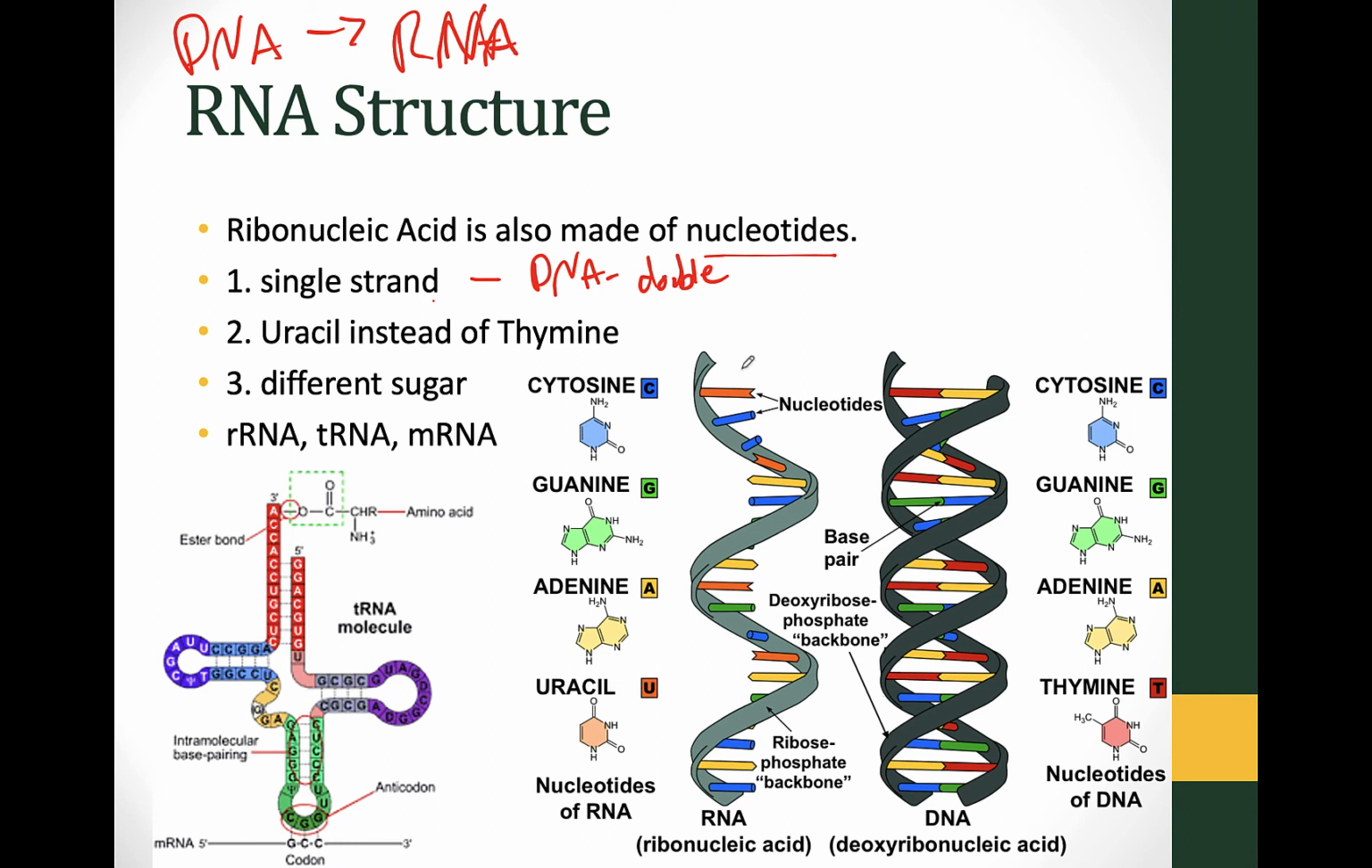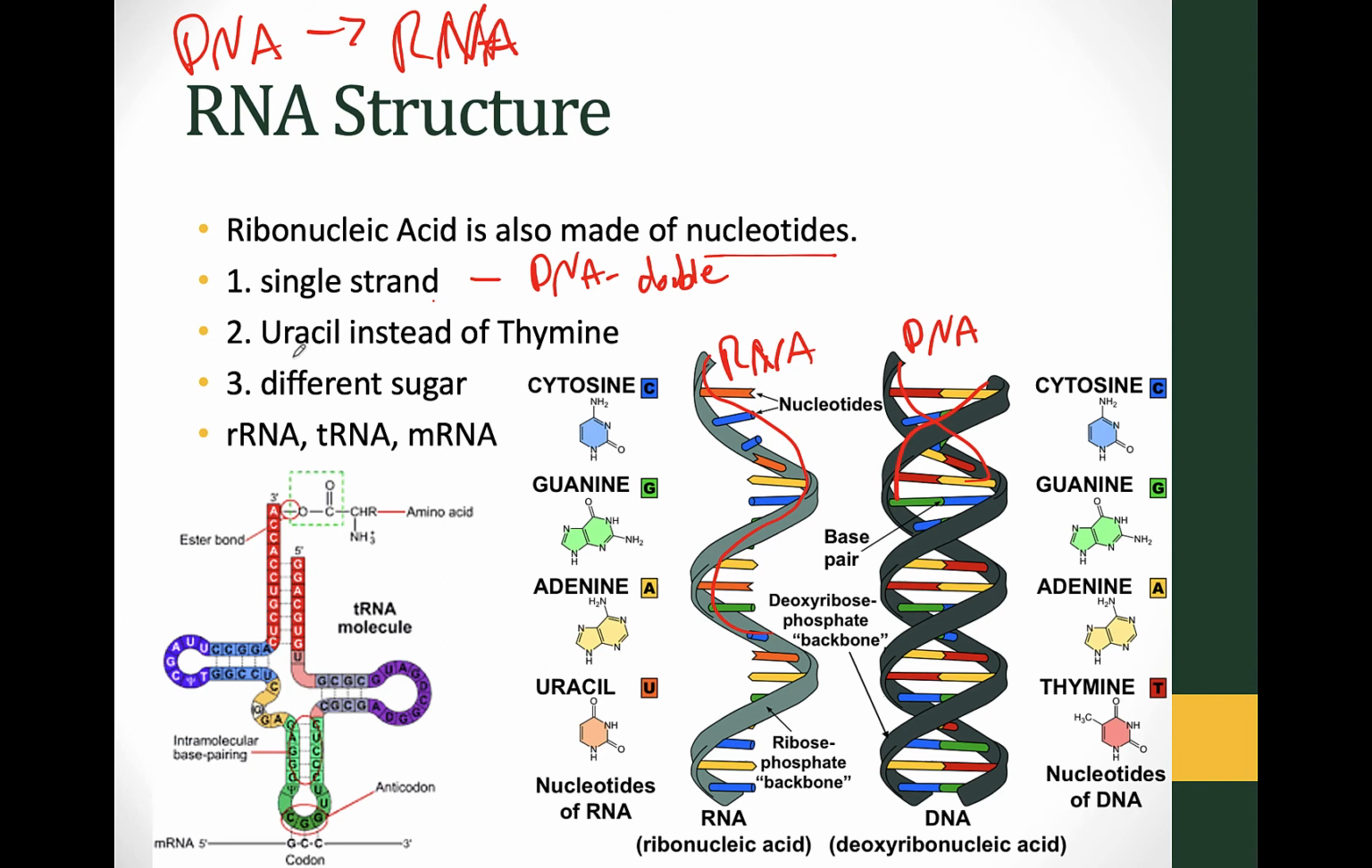Alright, so here is my RNA, one strand. Here's my DNA, it's got two strands. RNA can be double-stranded for a very short amount of time. It can fold back up on itself like this. But in general, RNA is one strand and DNA is two.